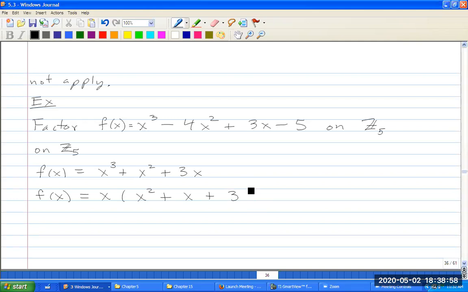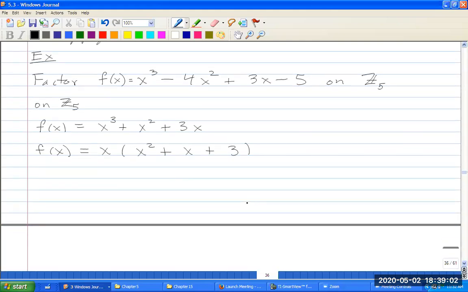Okay. So let's try to factor this. Notice 1 plus 1 plus 3 is 5, so that means that 1 is a root. Let's actually factor, and let's do it this way. So I have 1x squared plus 1x plus 3. Drop down the 1. Times 1 is 1, plus 1 is 2. Times 1 is 2. Plus 3 is 5, but mod 5 is 0.